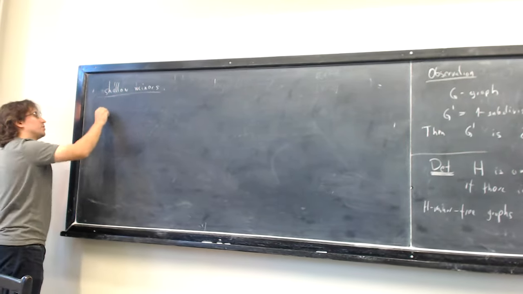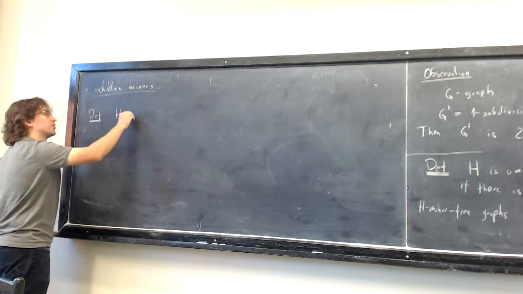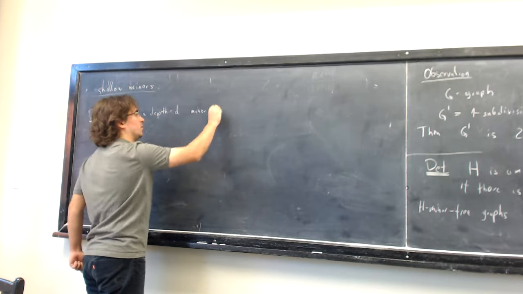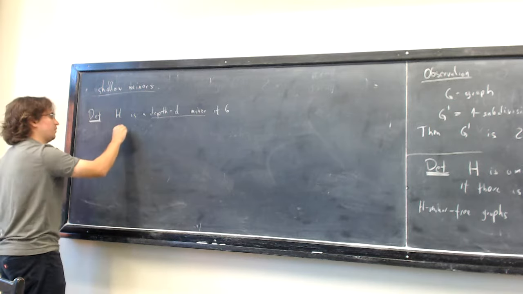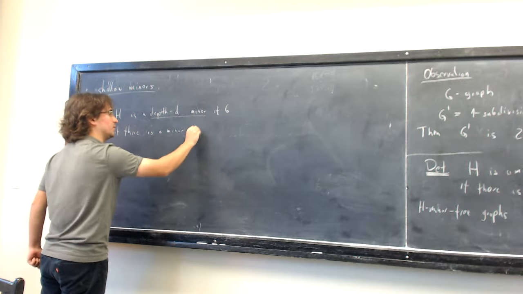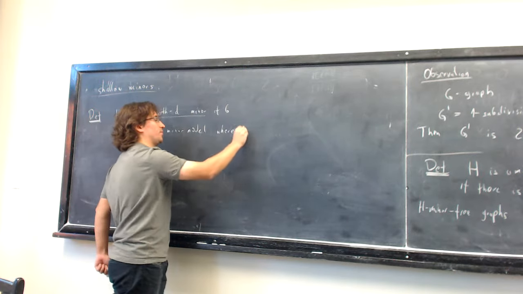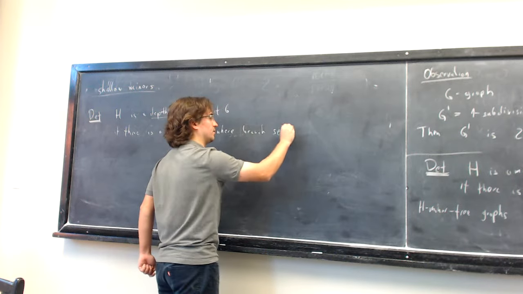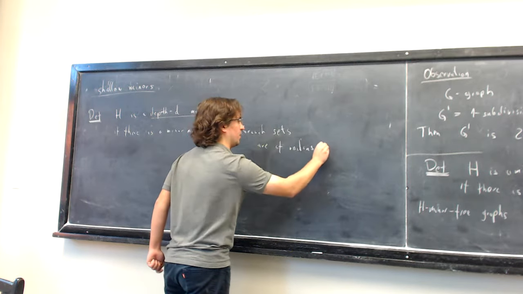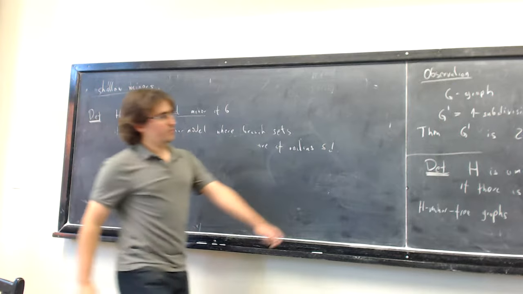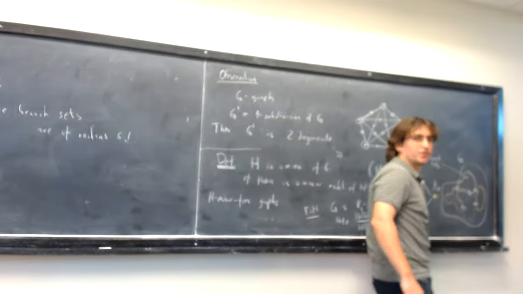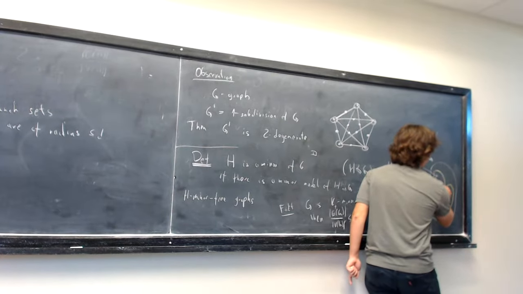Yeah? So the idea is very simple. I will say that H is a depth d minor of G if there is a minor model where branch sets are of radius at most d. So the idea is that now, instead of saying that I have just connected subgraphs here, I will have subgraphs which will have bounded radius.